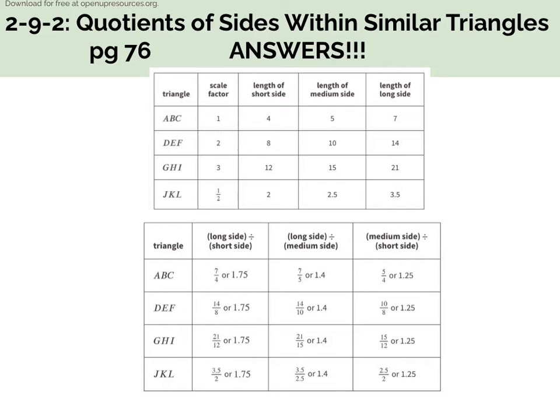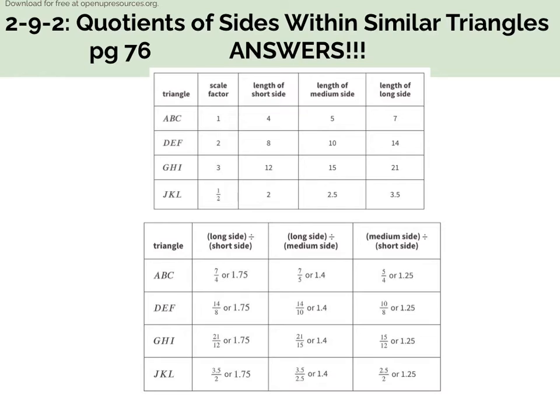Now, it does say in your book to compare your results with your partner. Well, unfortunately, we don't have a partner. But I want you to look at number 2. It says to fill in the bottom table, and it asks, what do you notice about the quotient? Remember that a quotient is the answer to a division problem. So what do you notice about the answers in the second table? Put your answer underneath number 2 on page 76. Go ahead and pause right now and answer that question.